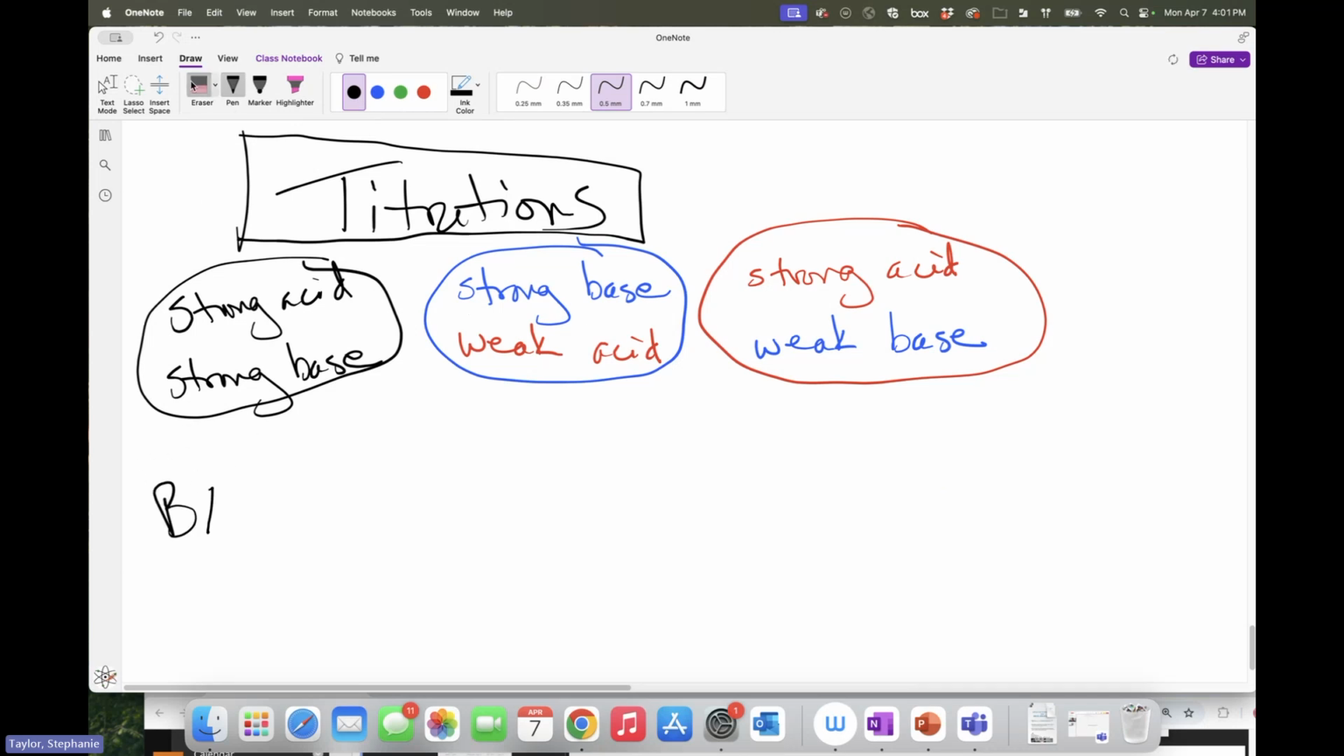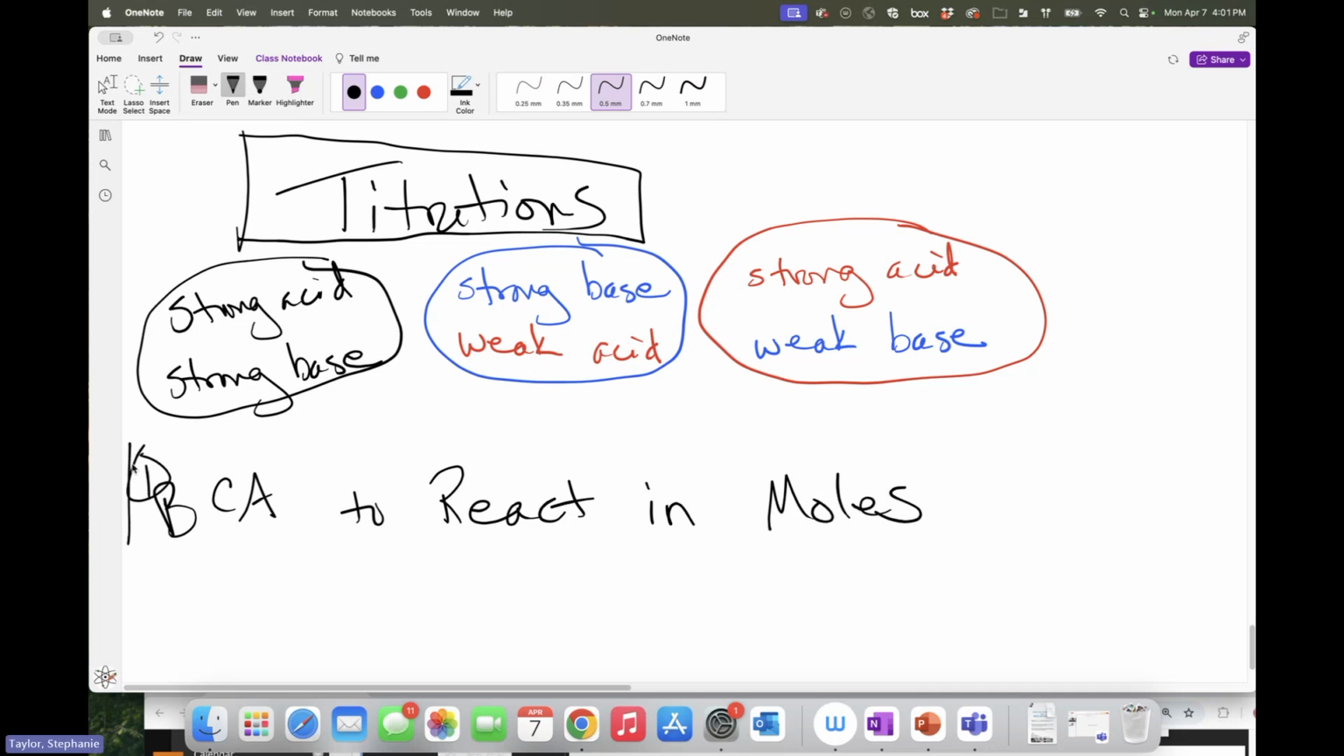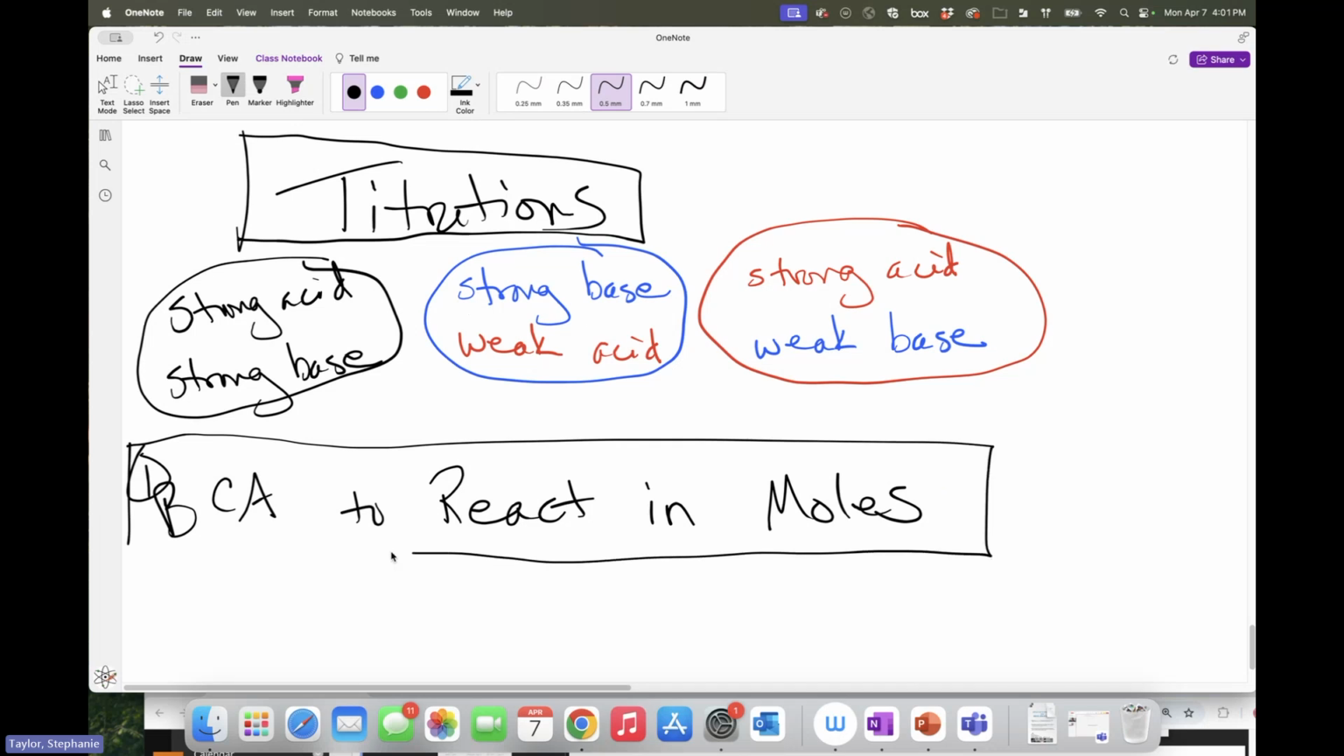I use that BCA table to react in moles. So my first step is the same no matter what I'm doing. It does not matter which of those things I have. I am using a BCA table to react in moles as my very first step, no matter which of the 3 titrations I have. My first step is identical because, like we've mentioned, you have a strong species in each of these 3 types of titration problems. Since I have a strong species, the first thing I'm going to do is react in moles. So that's the first thing I do.